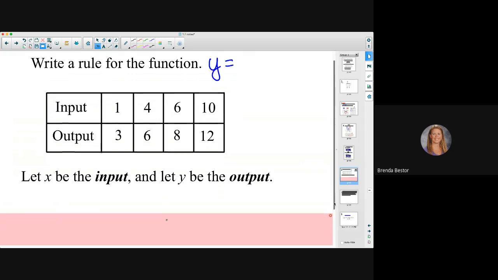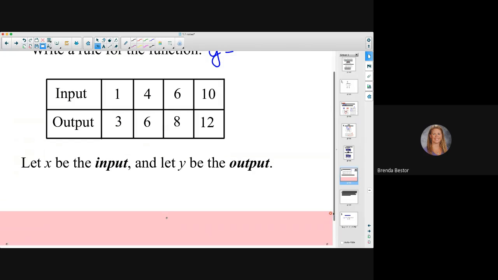Our functions start with y equals. If we take a look at the input, we stuck this into a machine, we stuck that in, that in, and that in. The machine did the exact same thing 4 times. What did it do to each one of those numbers? It added 2. It can't just work once or twice, it has to work every time. We added 2 every time. So 1 plus 2 is 3, 4 plus 2 is 6, 6 plus 2 is 8, 10 plus 2 is 12. How do we write that as a rule?